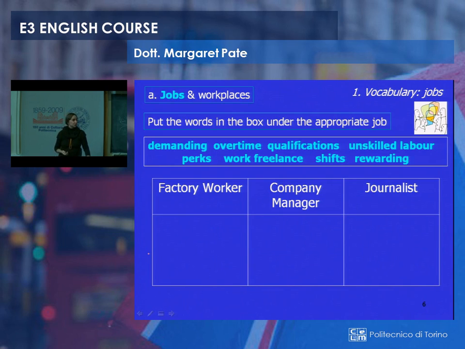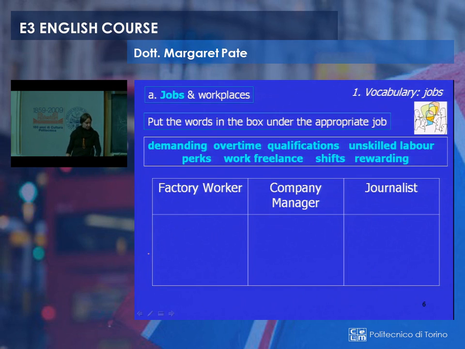It would be more related to the company manager, maybe. That would be a demanding job. It requires you to be very quick, resolve problems, think about things, be practical. This is demanding. Okay, what else for the company manager? Normally you need some qualifications, maybe in economics or something, and perks. If you're a company manager, you are often given a car to use and you don't have to buy your own car. So that's a perk of the job.